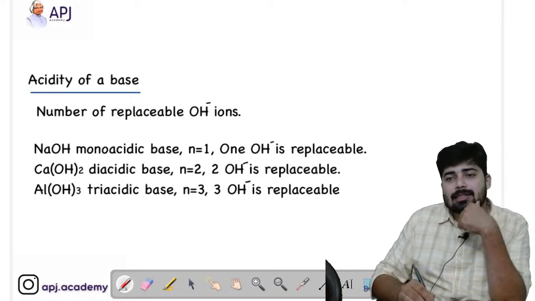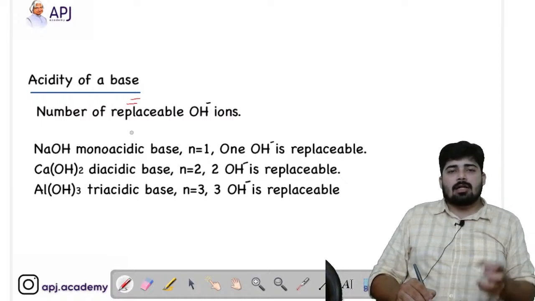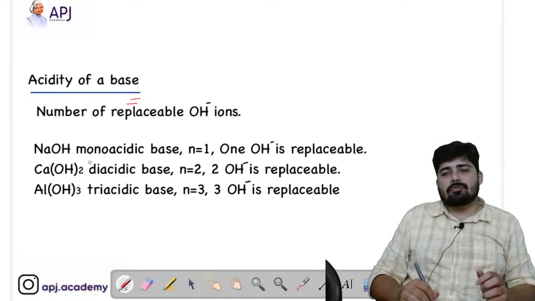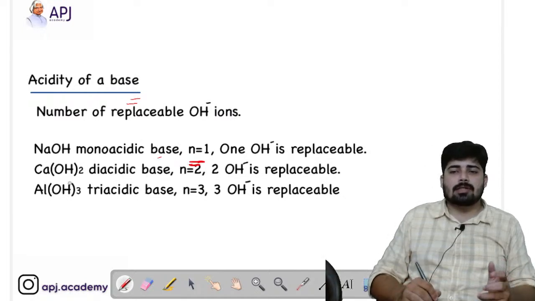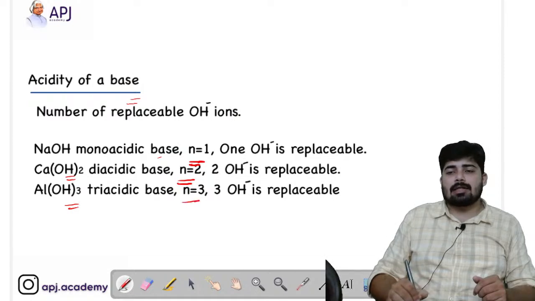Now, what about the acidity of a base? Acidity of a base means the number of replaceable OH minus ions. If you take a base and put it in water, how much OH minus are you getting? If you are considering NaOH, then we will get n equal to 1 OH minus ion, and if you are considering Ca(OH)2, you will be getting n equal to 2, and if you are considering Al(OH)3, then you are getting n equal to 3. So, these are the valency factors.